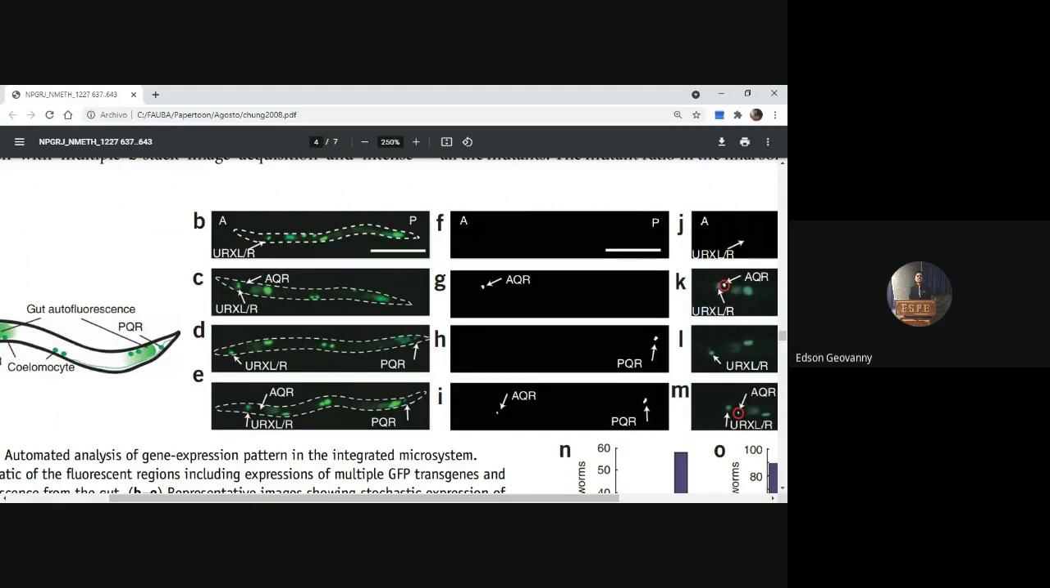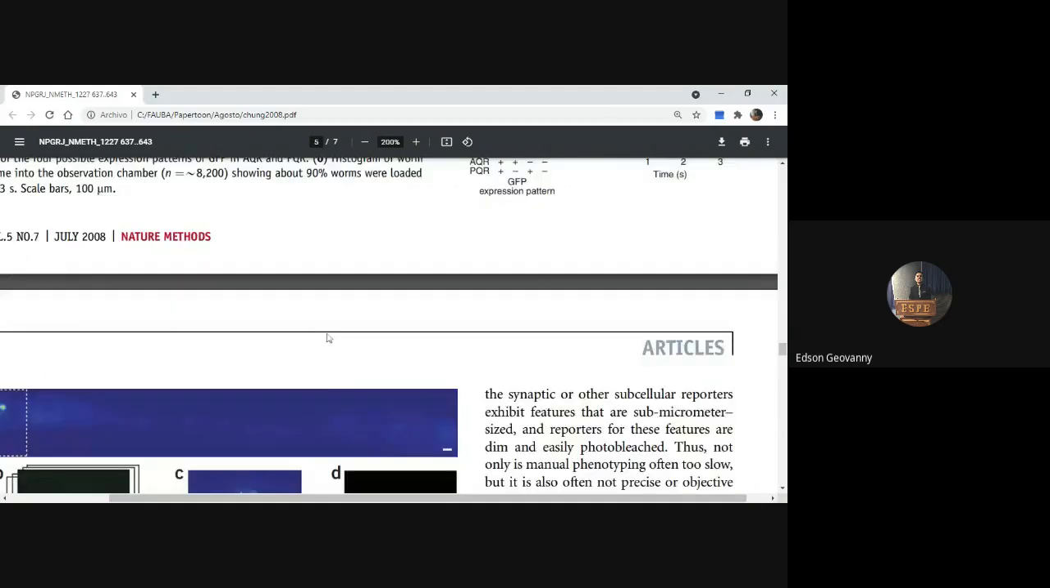In this experiment, the worms move freely. Images are acquired at ambient temperature with 10x magnification, and image processing software identifies these specific neurons.